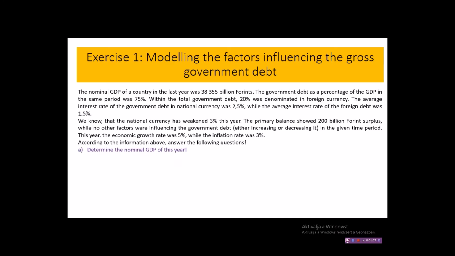First, what is the nominal GDP of this year? Second, what is the rate of the primary balance compared to the GDP this year? And finally, what is the rate of the government debt compared to the GDP? This is basically the main question. The previous two are only necessary to calculate the last one.